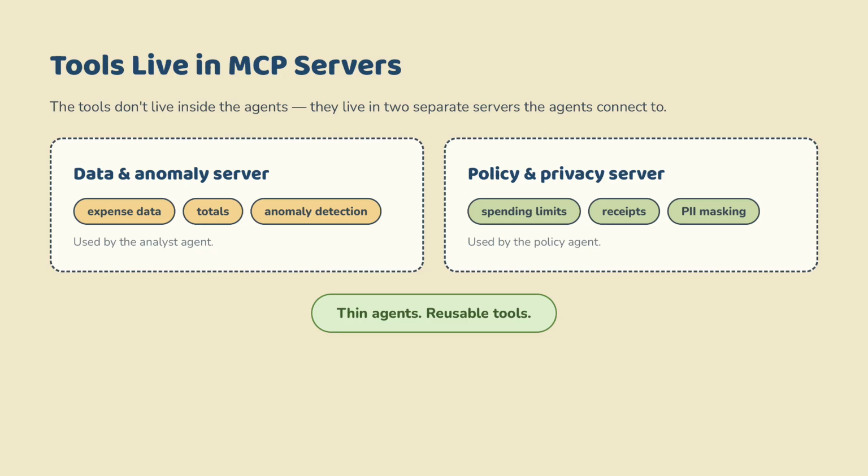The tools don't live inside the agents. They live in 2 separate MCP servers the agents connect to. One for the data and anomaly tools, one for the policy and privacy tools. That keeps the agents thin and the tools reusable.